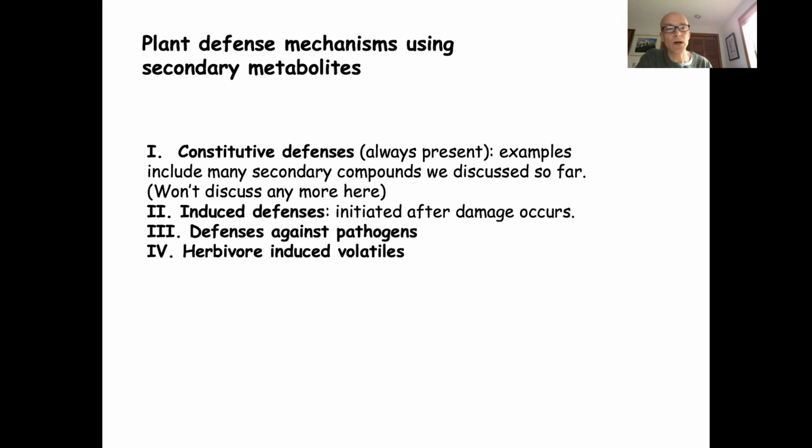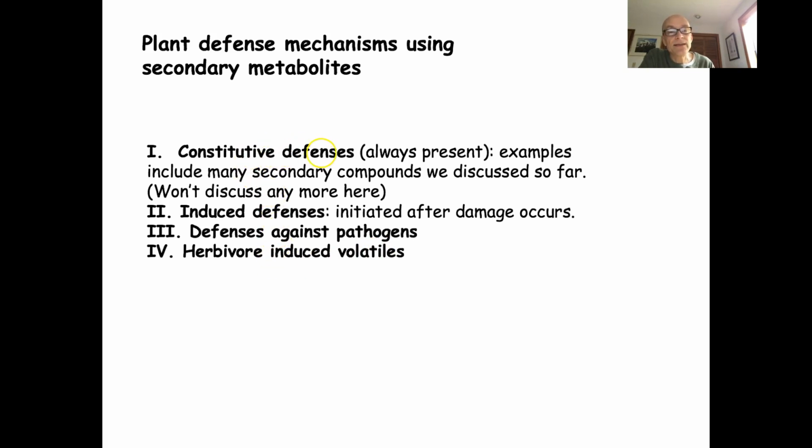Okay, so what I want to talk about today a little bit is how plants use secondary metabolites to defend themselves against attack from the outside. And there are four major categories that you can classify these responses. One of them is called the constitutive defenses. Then there's the induced defenses. There are, generally speaking, defenses against pathogens, and this involves a lot of pathways that we will discuss. And then there is herbivore-induced volatiles. So these are compounds that are volatile, and we'll talk about those at the end.